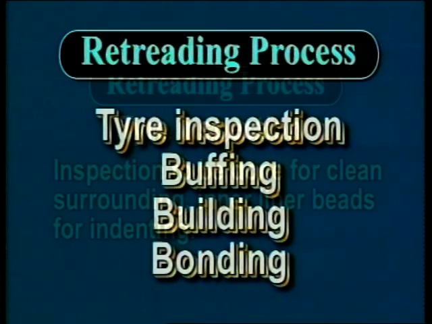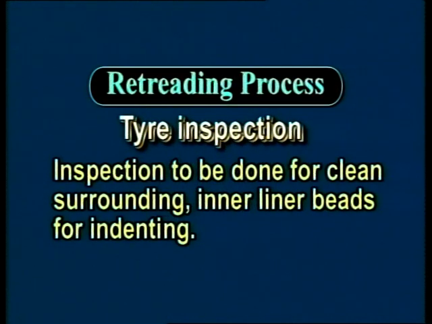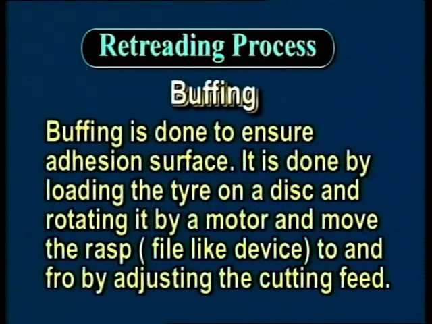They are tire inspection. Inspection is to be done to check the surrounding inner liner beads for indentation. Buffing. Buffing is done to ensure an adhesion surface. It is done by loading the tire on a disc and rotating it by motor and moving the rasp, that is a file-like device, to and fro by adjusting the cutting feed.